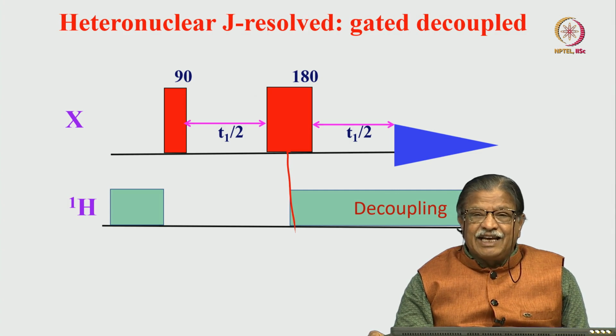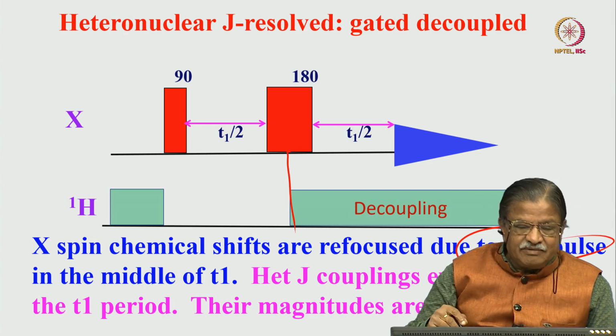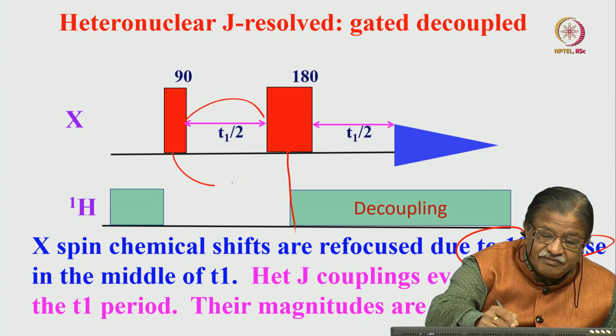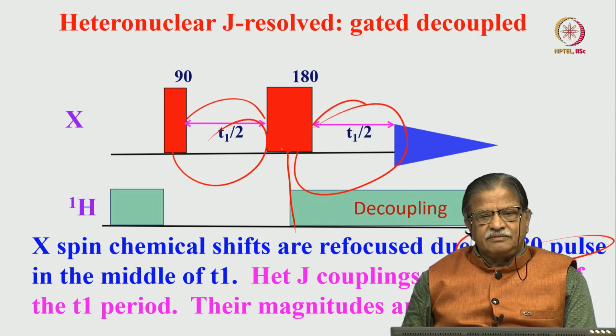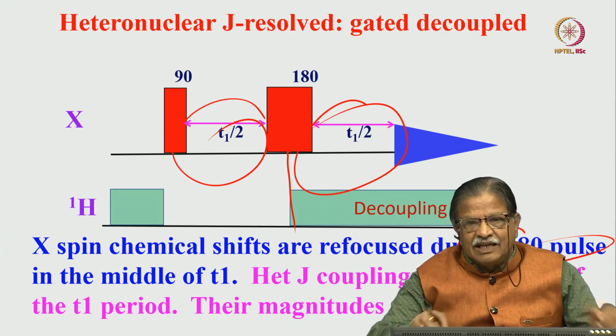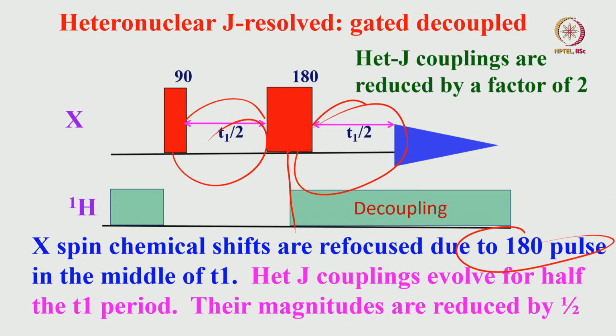This is what is called a gated decoupled experiment, where X-spin chemical shifts are refocused due to the 180 pulse in the middle of the T1. But heteronuclear J coupling continues to evolve for this period, but not this period. That means heteronuclear coupling will evolve for half a period, then afterwards decoupling will break it. You will decouple both of them, there is no coupling. So, it evolves only for half a period. What does it mean? The J couplings are reduced by half. In this experiment you get enhanced intensity, but J couplings are reduced by half. This is what is going to happen.